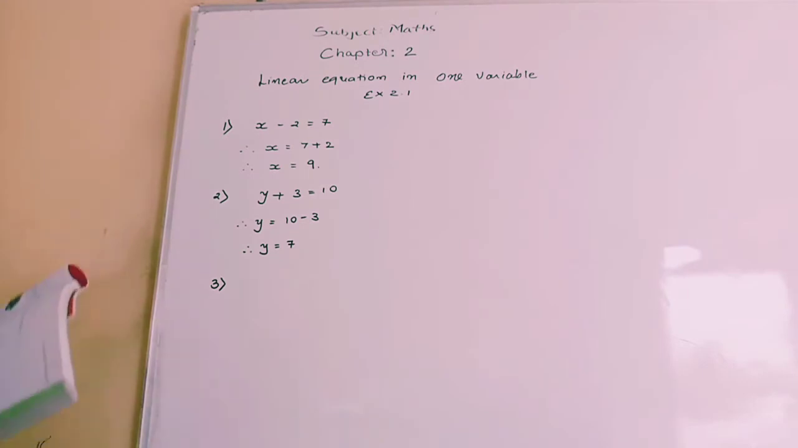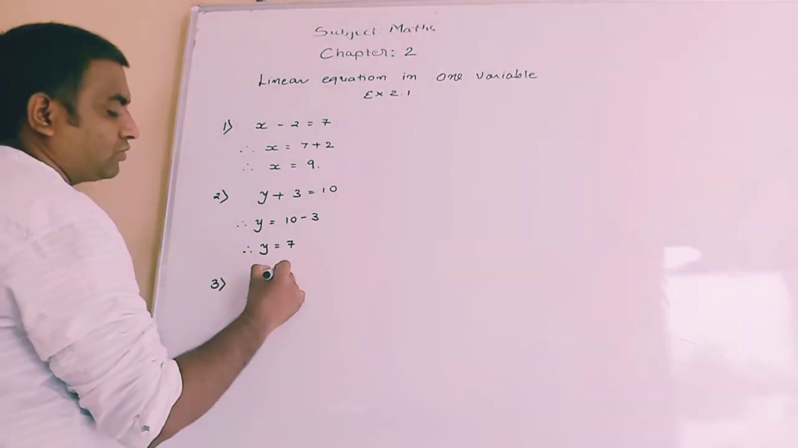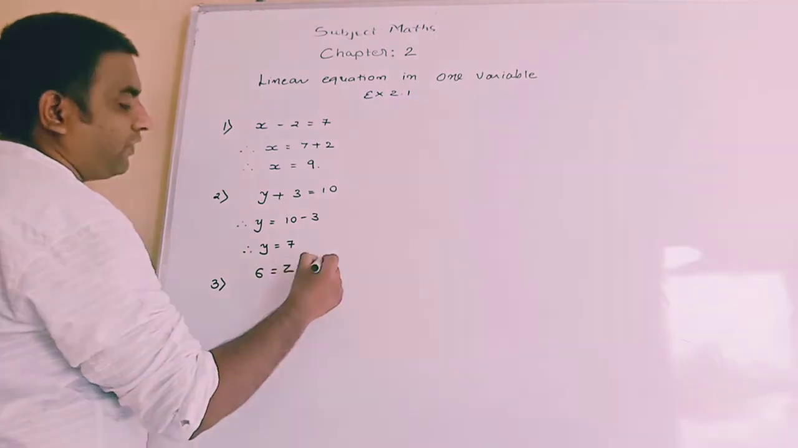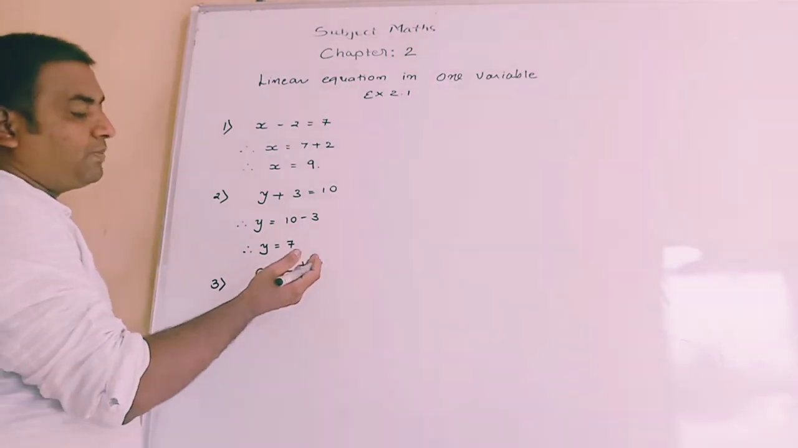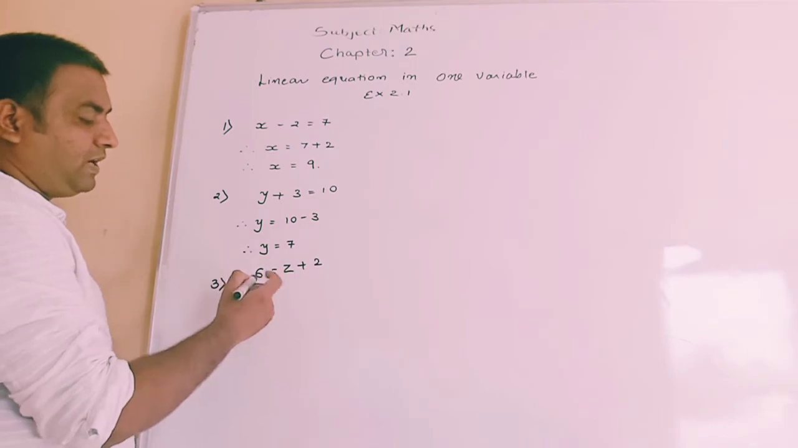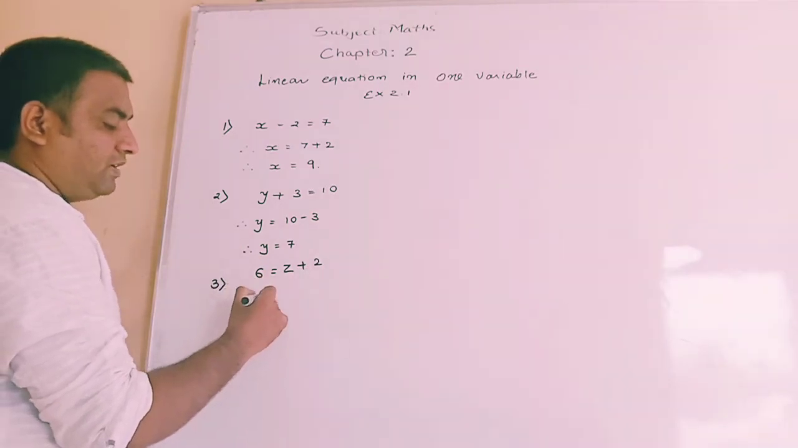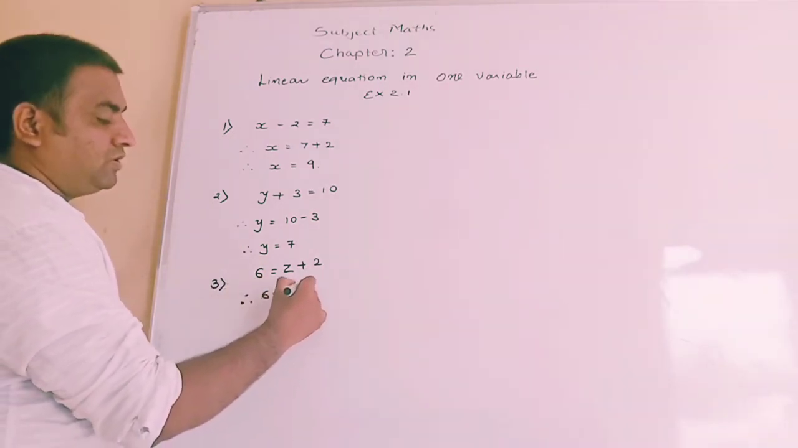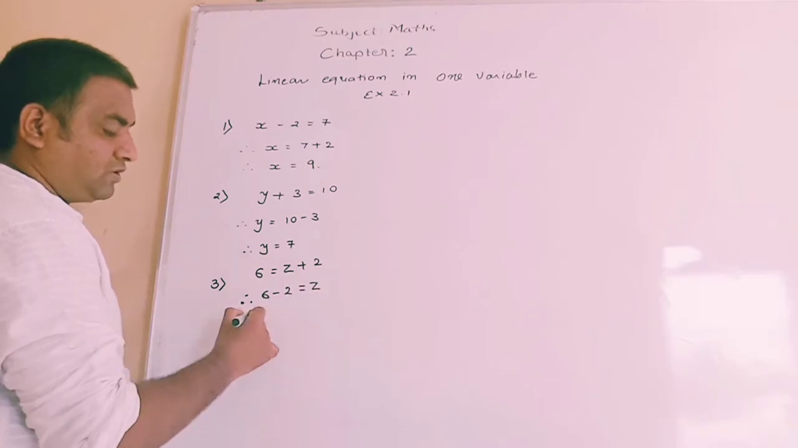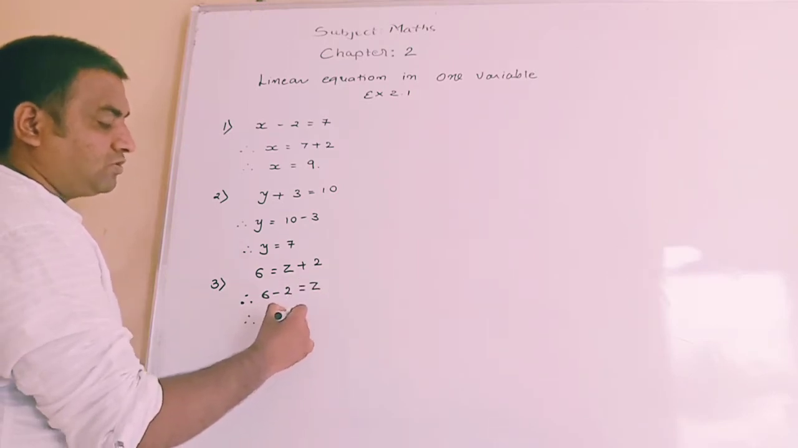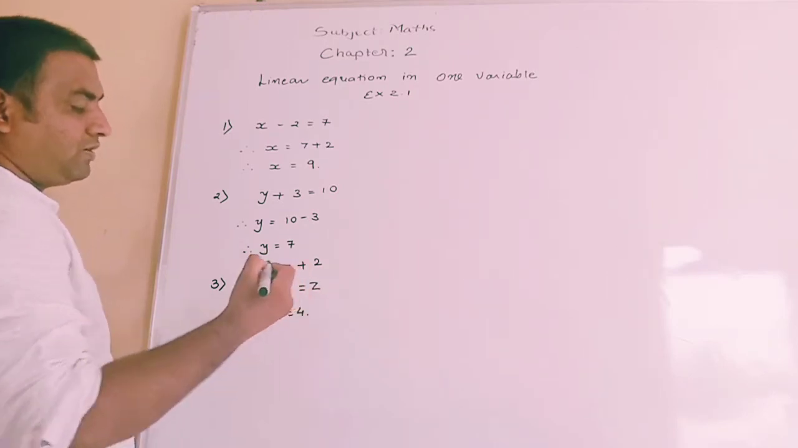The third question is given. 6 is equal to z plus 2. So your variable is on the right hand side, so no worry, from the right hand side we will take the value to the left hand side. And so it will be 6 minus 2 is equal to z. And so we can write it, z is equal to 6 minus 2.